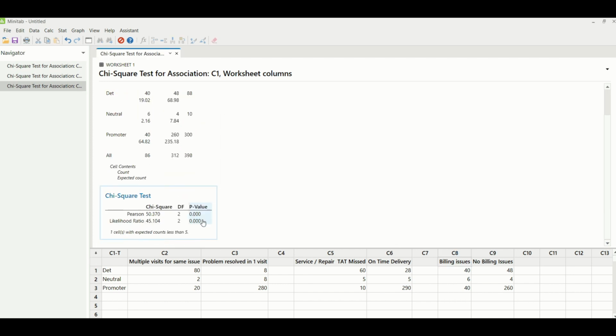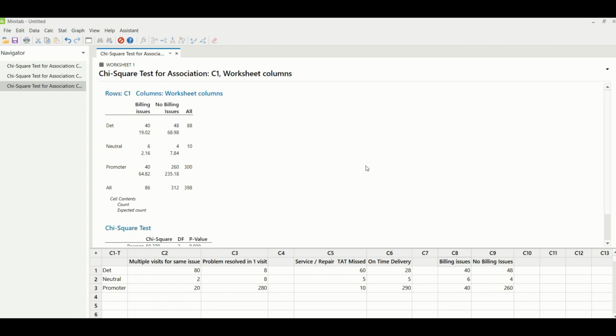The p-value of 0.000 indicates that it is less than 0.05 and it is a significant X. Now if you go up and look at the billing issues, the detractors should be 19.02, but we are having 40. So if we reduce the billing issues, our detractor rate will also go down. So friends, this is how we have performed hypothesis tests during the NPS case study.